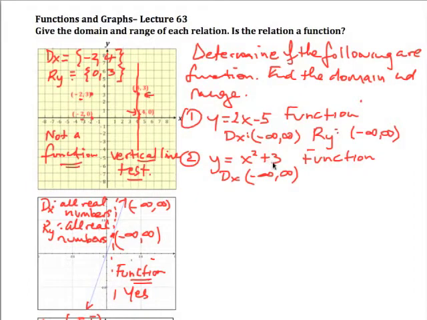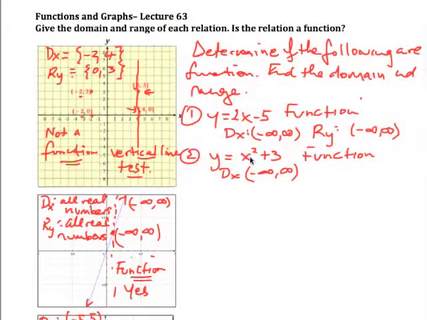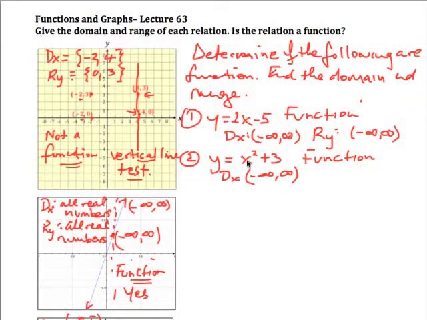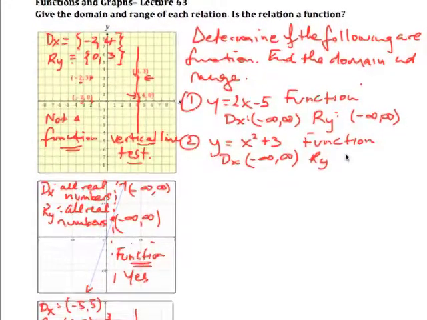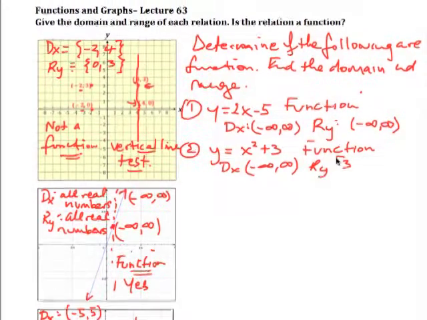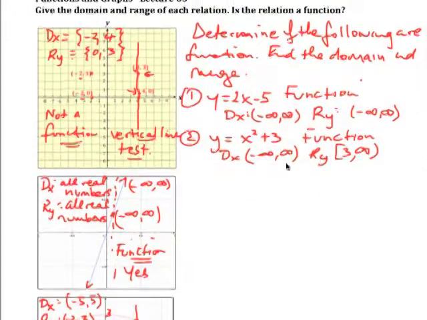So the smallest value I can get will be 3, because every other value I'll be adding something to 3 and it'll be getting bigger. So this is how we reason this through. Again, if x is positive or negative, I square it, I get a positive number, so when I add 3 I'm getting a number bigger than 3. If I just put 0 here and square it, I get 0, so I get 3, so this would be the smallest number. So the range is going to be from the smallest number, which is 3, and including 3, we're allowed 3, and that will go to infinity, so that'll be the range.